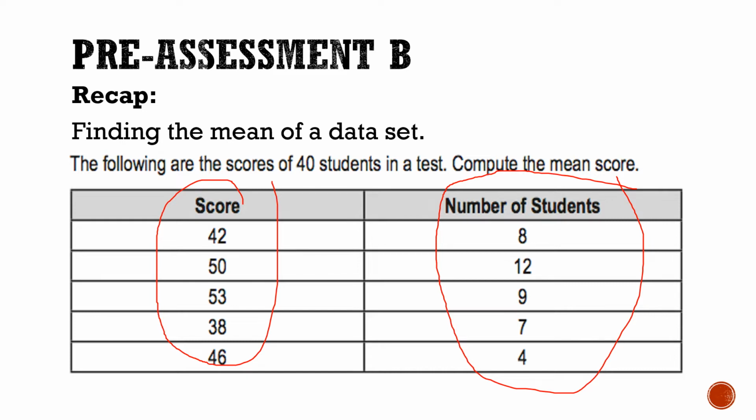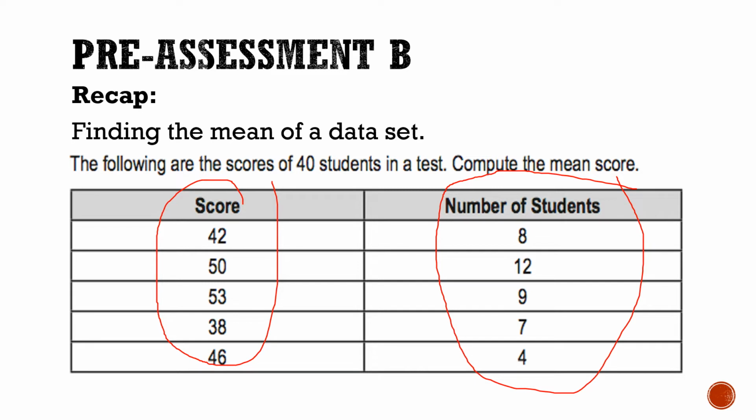So let's try to recall the concept of computing the mean. For example, if we're asked to find the mean of the grades of a student for his or her 9 subjects, we simply get the total or sum of his or her grades from his or her 9 subjects, then we divide it by the number of subjects involved. So the total of these 9 subjects divided by 9, that will be the value of your mean. Now, what will be the process in this situation?